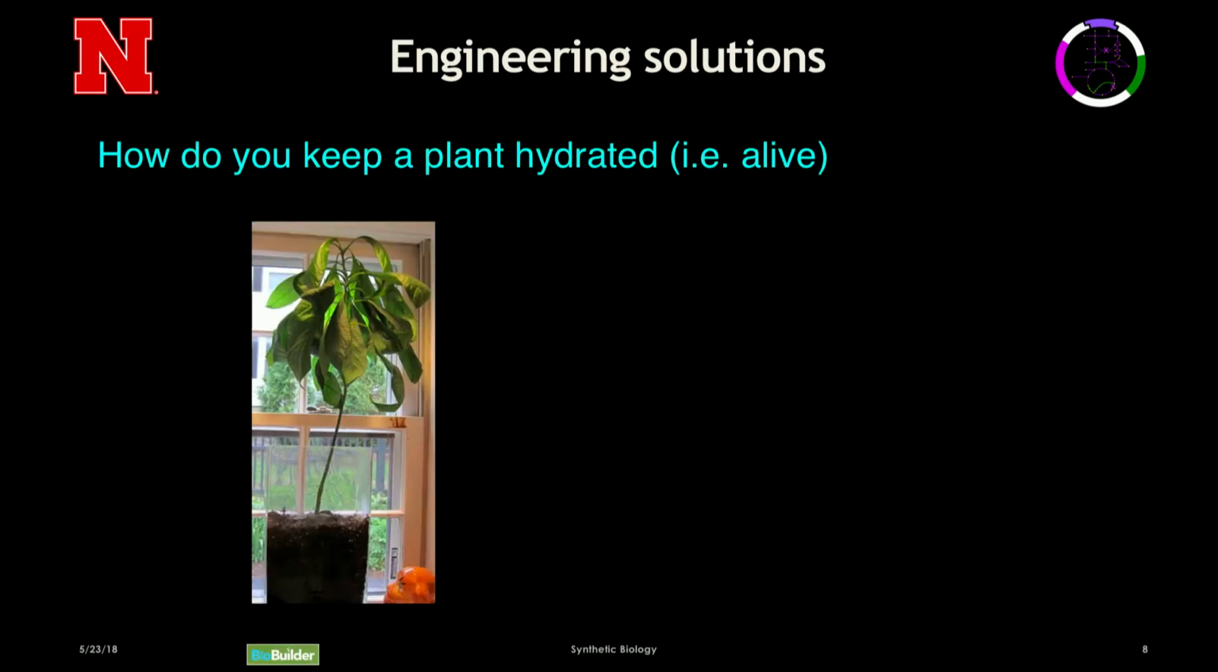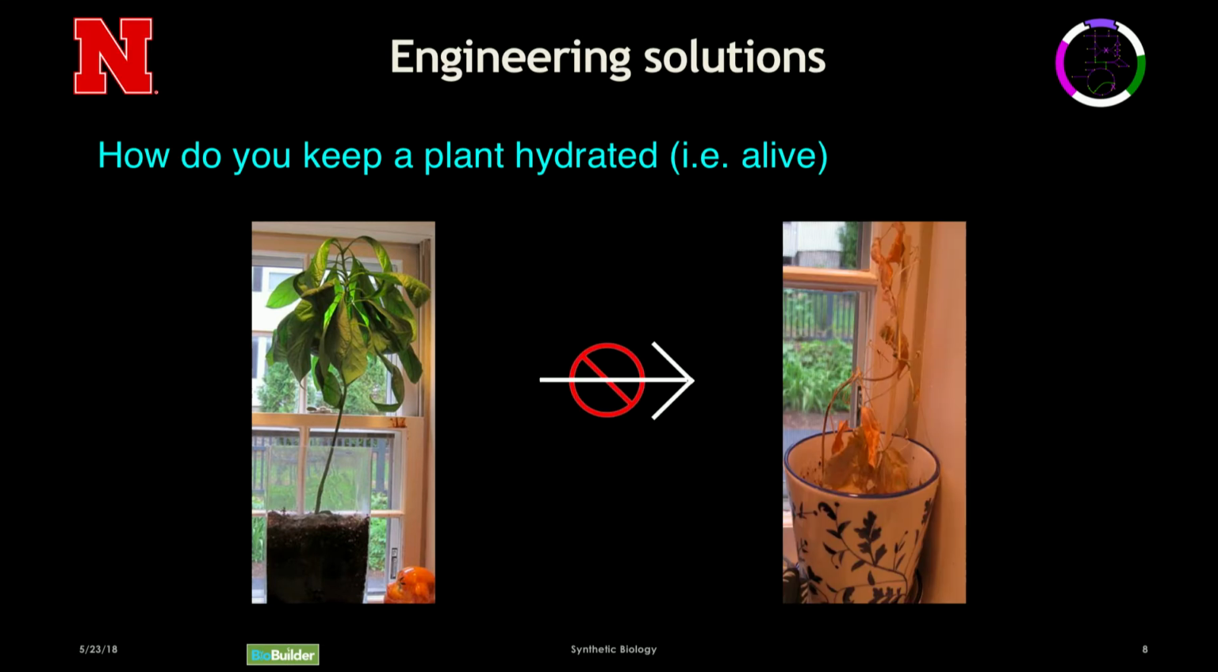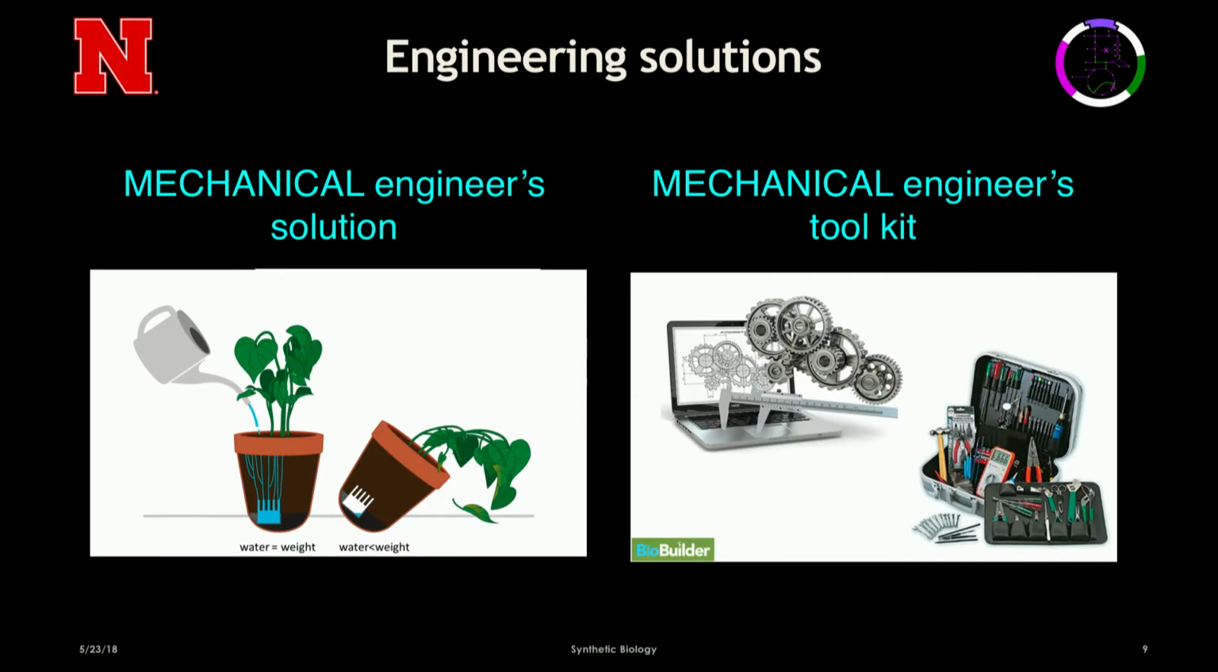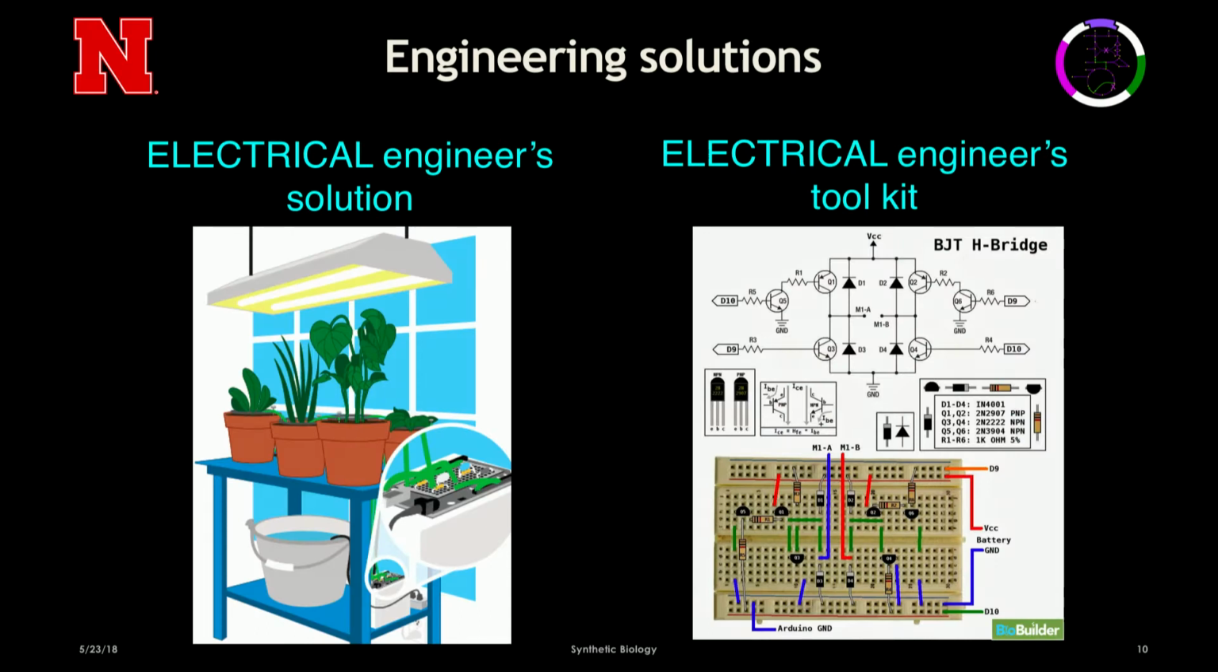Now these are very crude examples. Let's say you want to keep a plant hydrated, right? What would be the engineering solution? A mechanical engineer might think about all these different issues, water and weight, and might use the tools that are out there. For an electrical engineer, it could be a different issue, like what's the conductivity, what's the light intensity, and whatnot, and the tools are there.